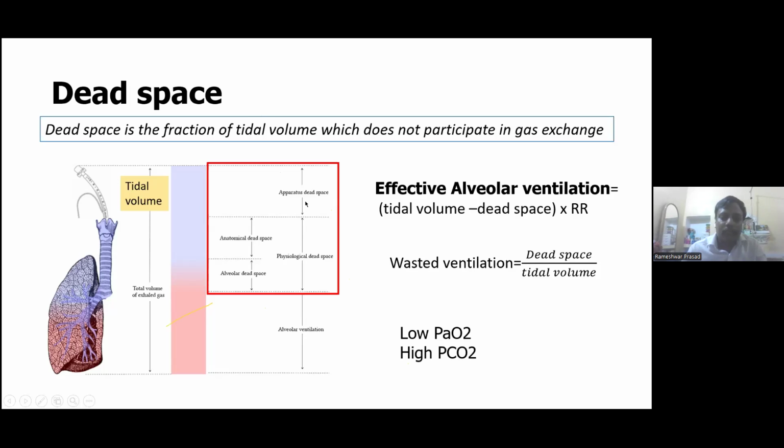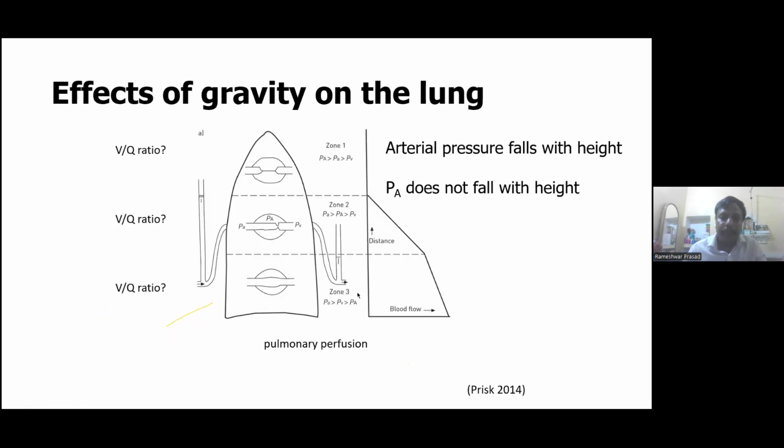For apparatus dead space, I have told you: cut the ET tube, use a smaller flow sensor. For anatomical dead space, you cannot do much. But for alveolar dead space, how will you reduce this dead space? We will talk about it later.